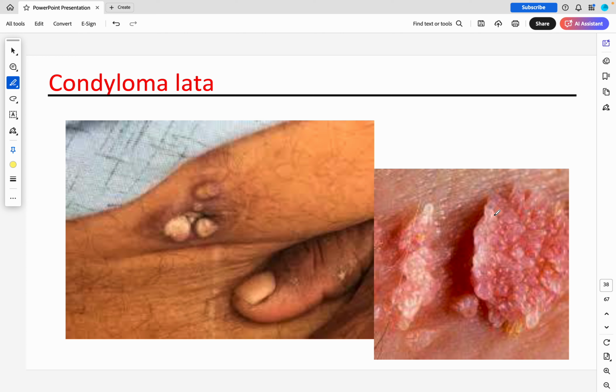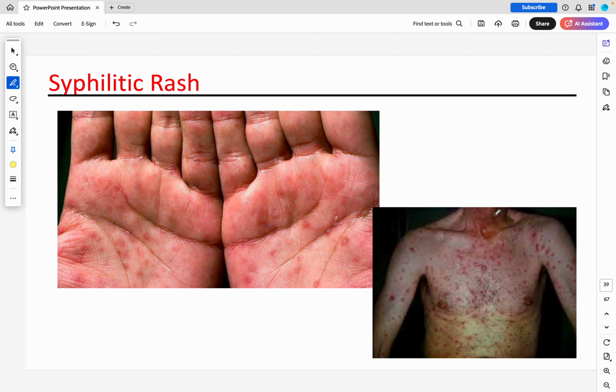So here is a condyloma lata. It's wart-like in appearance, and it's filled with the spirochete cells. Also associated with syphilis is a rash in relation to the immune response of the host to the invading pathogen.